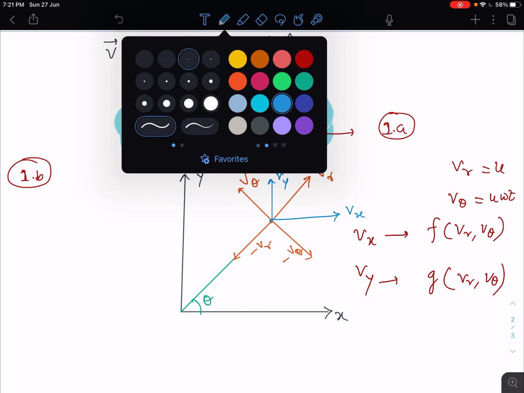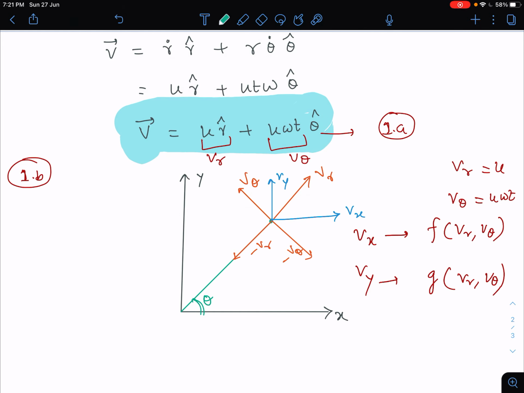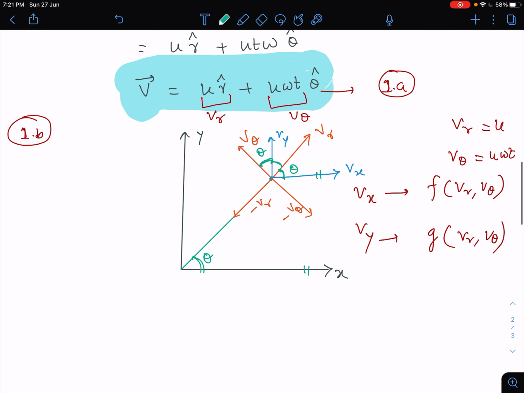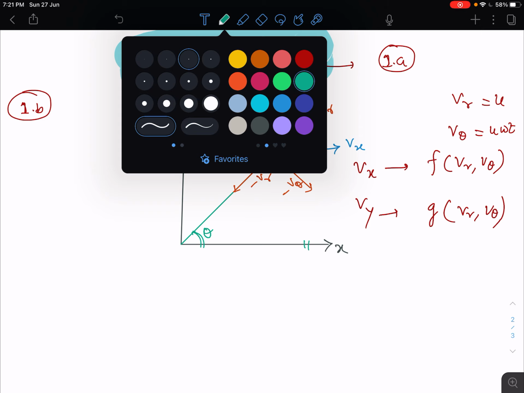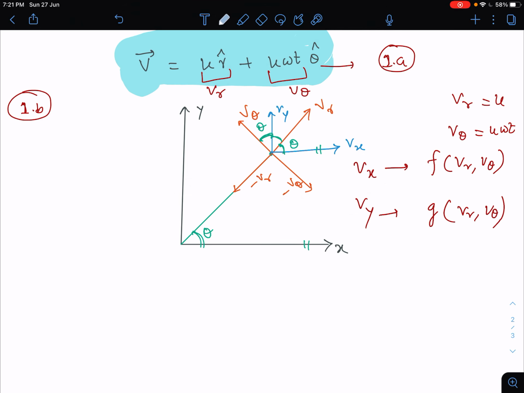If this angle is theta, then this angle is also theta, since these lines are parallel, and since this plus this is 90 degrees and this plus this is 90 degrees, then these angles are equal. Then that angle is also theta. Now an important thing to note is that one part of Vx acts along this direction, and another part of Vx acts along this direction.